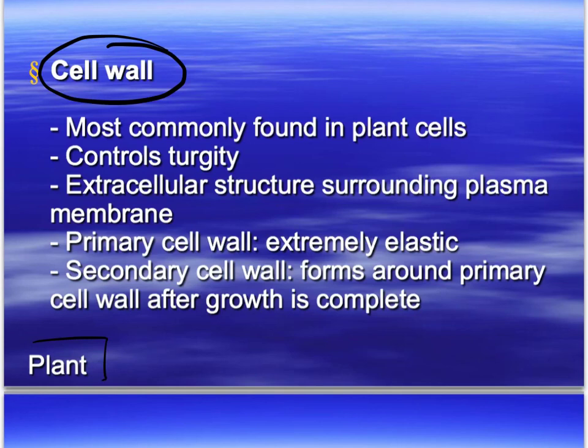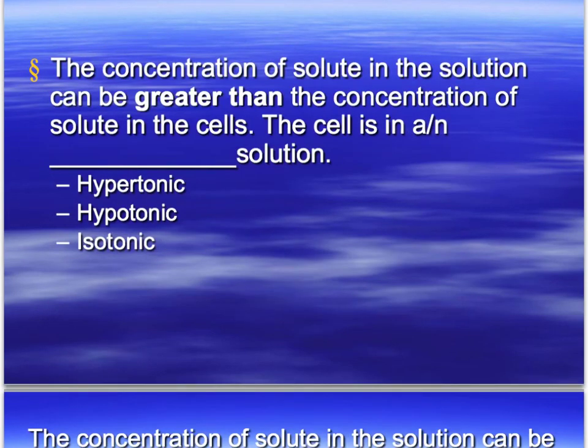There are two different cell walls. The primary cell wall, which is really elastic, it has the ability to stretch very far, and the secondary cell wall, which forms around the primary wall after growth is completed. All I'm really interested in you guys knowing is the fact that plants have cell walls, and those cell walls help the plant to stand upright.